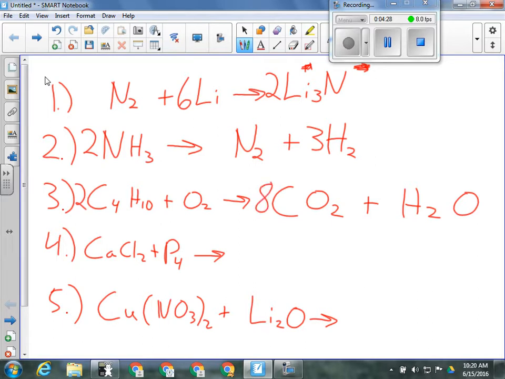Balancing in alphabetical order, carbons are balanced. I have 20 hydrogens. 2 times 10 is 20. So I've got to go over here and make sure I have 20 hydrogens by putting a 10 in front of the water. Now I have to balance the oxygens. I have 8 times 2 is 16 oxygens here in the carbon dioxide, and I have another 10 oxygens here with the water for a total of 26 oxygens. 13 times 2 is 26.